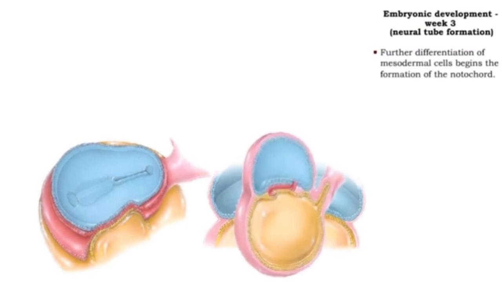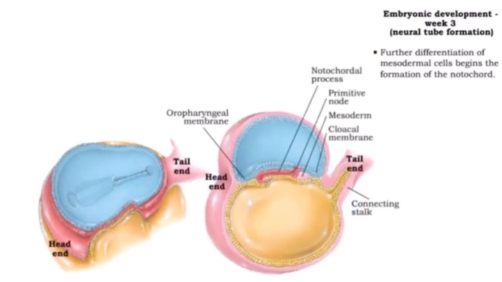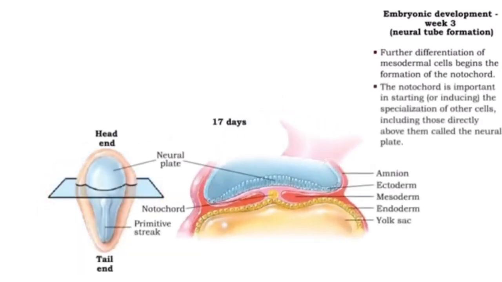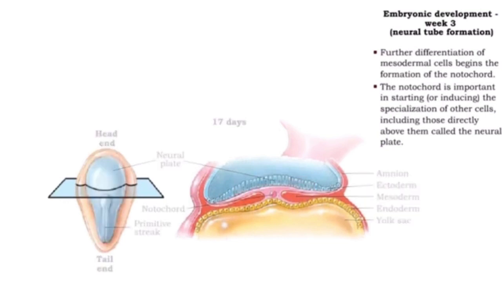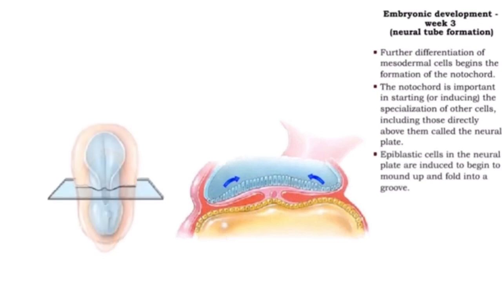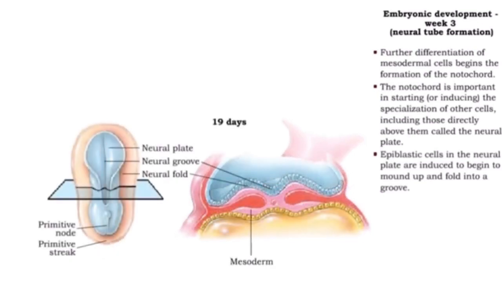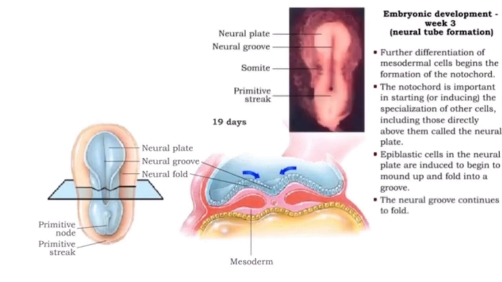Further differentiation of mesodermal cells begins the formation of the notochord. The notochord is important in starting or inducing the specialization of other cells, including those directly above them, called the neural plate. Epiblastic cells in the neural plate are induced to begin to mound up and fold into a groove. The neural groove continues to fold.